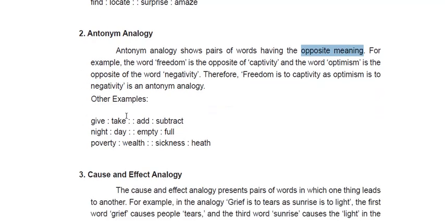So we have here other examples of antonym analogy. For example, give is to take. Of course, add is to subtract. If you will notice, in the first pair, they are antonyms. So you will apply that also in the second pair. So this will be antonym as well.